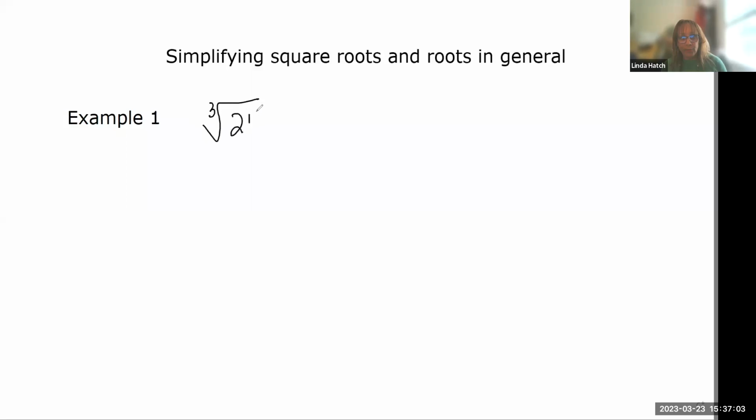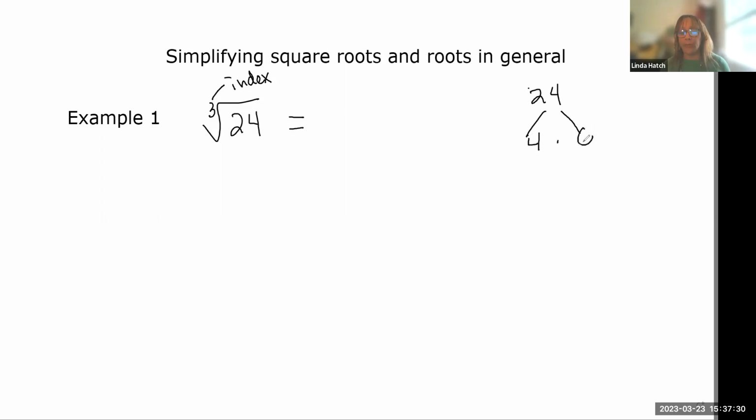I'm going to start with the cube root, because we're dealing with roots in general. Now, what I'm looking for with this index right here is 3's. So I'm looking for a cube root. If you can't remember the perfect cube roots, here's a strategy you can use. I'm going to break this down into prime factors.